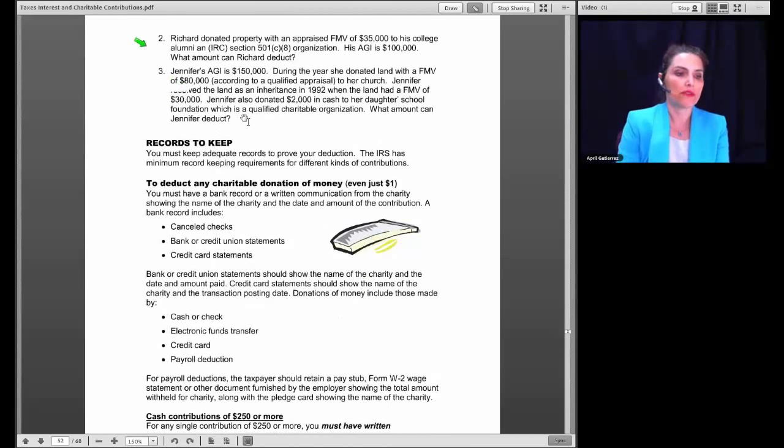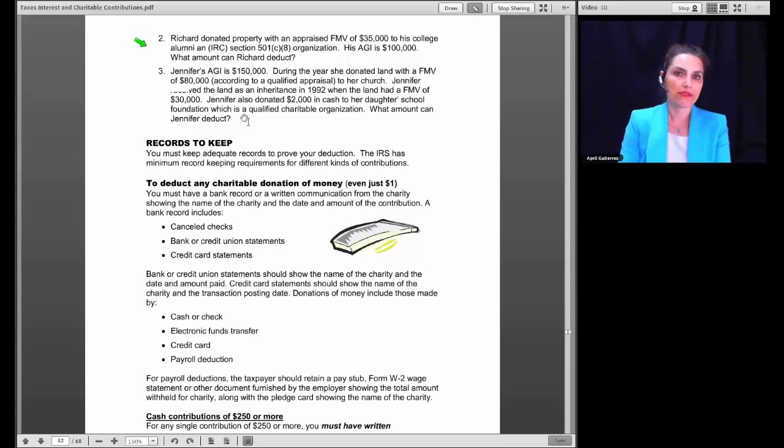Richard donated property with an appraised fair market value of $35,000 to his college alumni, which is a 501(c)(8) organization. His AGI is $100,000. What amount can he deduct? I don't specifically tell you that this is capital gain property, but you can assume that it is. So let's think about this. The 501(c)(8) organization is a 30% organization.